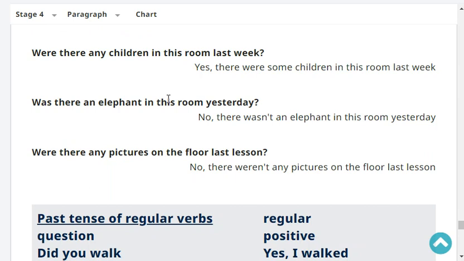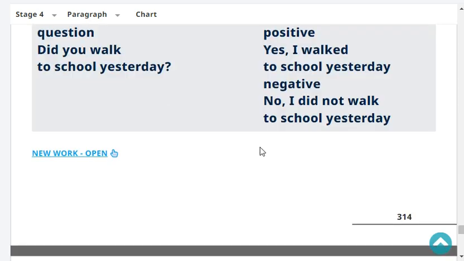Was there an elephant in this room yesterday? No, there wasn't an elephant in this room yesterday. Were there any pictures on the floor last lesson? No, there weren't any pictures on the floor last lesson.